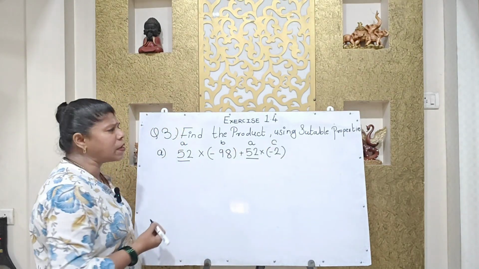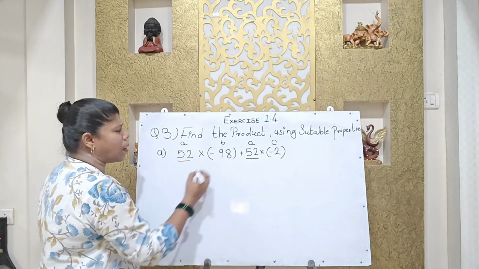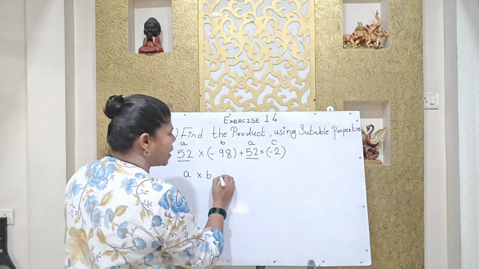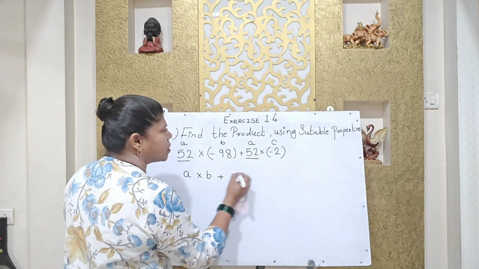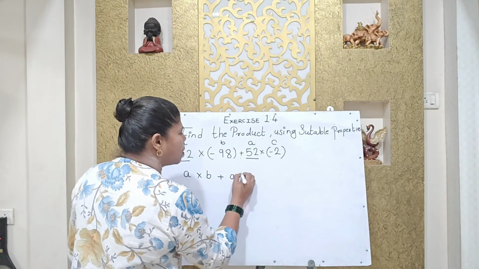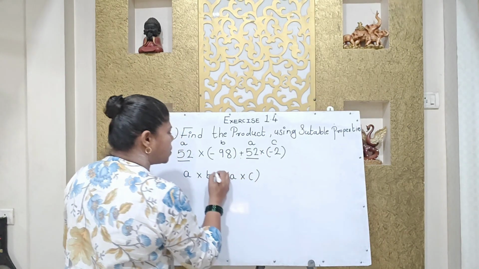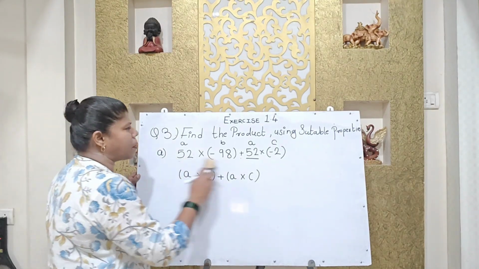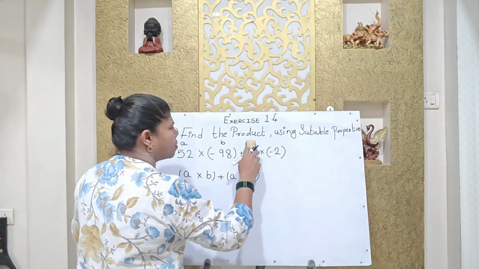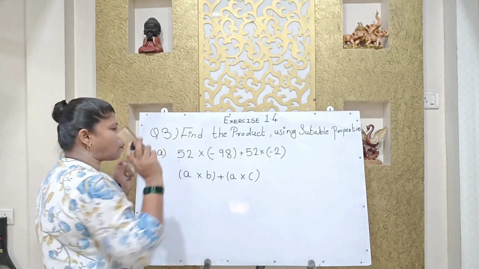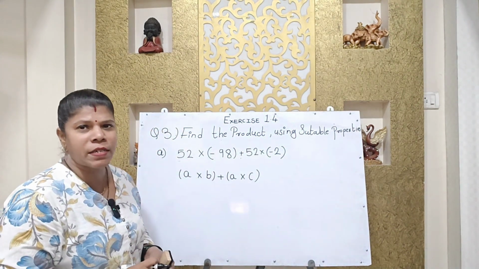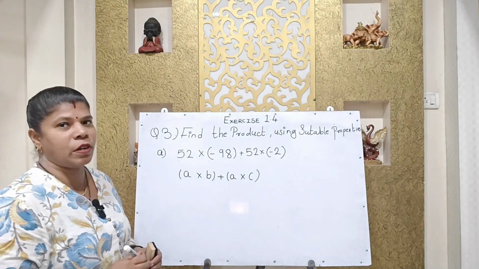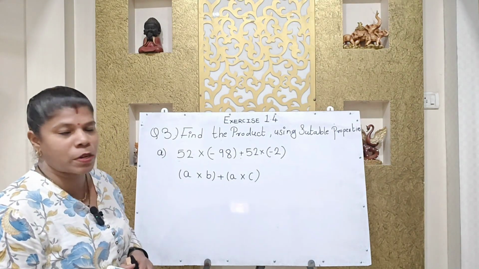So which property am I getting here? A multiplied by B, plus, your plus sign is there, plus A multiplied by C. Now see, I have put the bracket here. Can you remember something about this property? Which property is this now? Come on, tell me which property is this? Write in the comment and tell me. Yes, it is the distributive property. You are right, this is the distributive property.